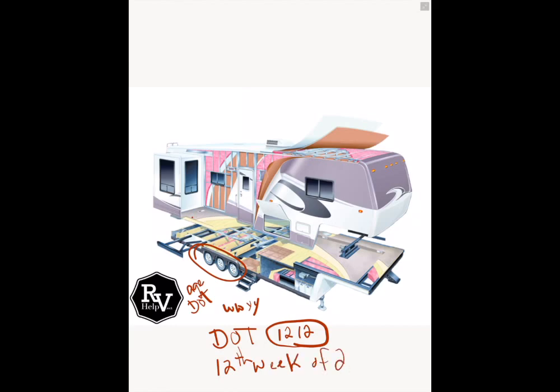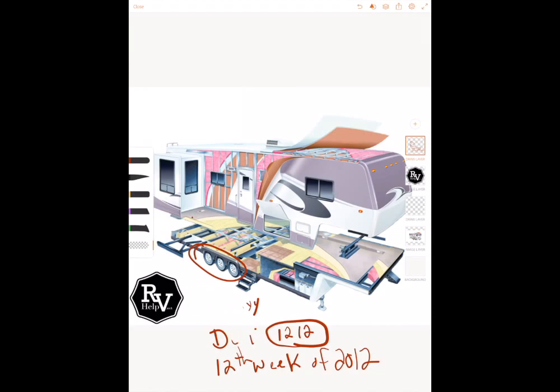of 2012. So that's 5 years old, right? That lets you know these tires are 5 years old since they were manufactured. So you'll want to make sure you look at the tires as a pretty big sticking point.